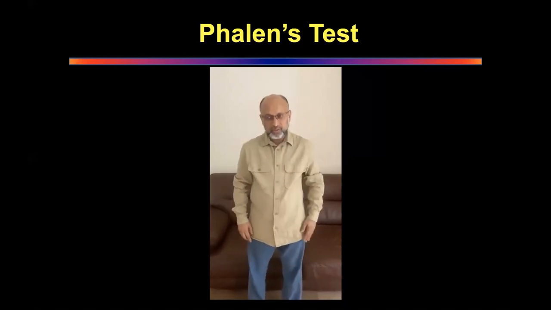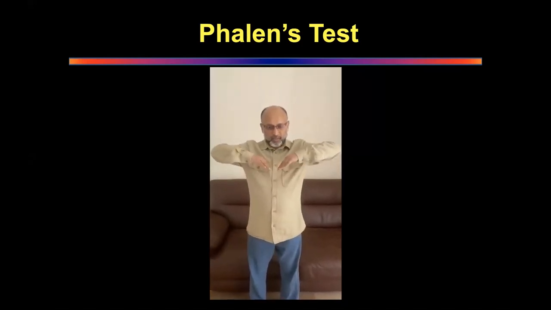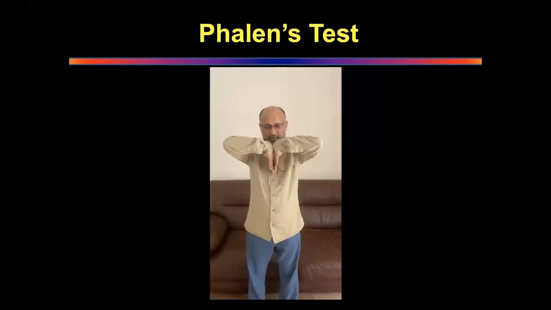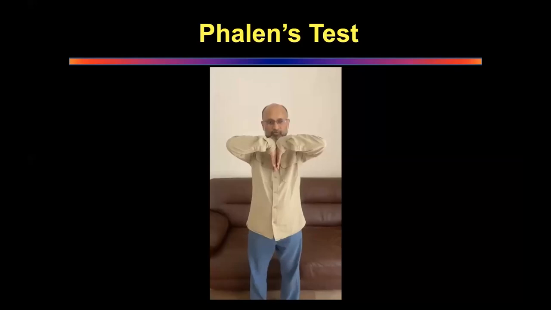To do this test, you ask the patient to stand up straight. He's supposed to bend his elbows and flex his wrist and hold the position for 1 minute. This causes compression on the carpal tunnel and will cause compression on the median nerve. If it is positive, the patient will get symptoms of tingling, pain, or paresthesia in the area of the thumb, the index finger, and the medial half of the middle finger.